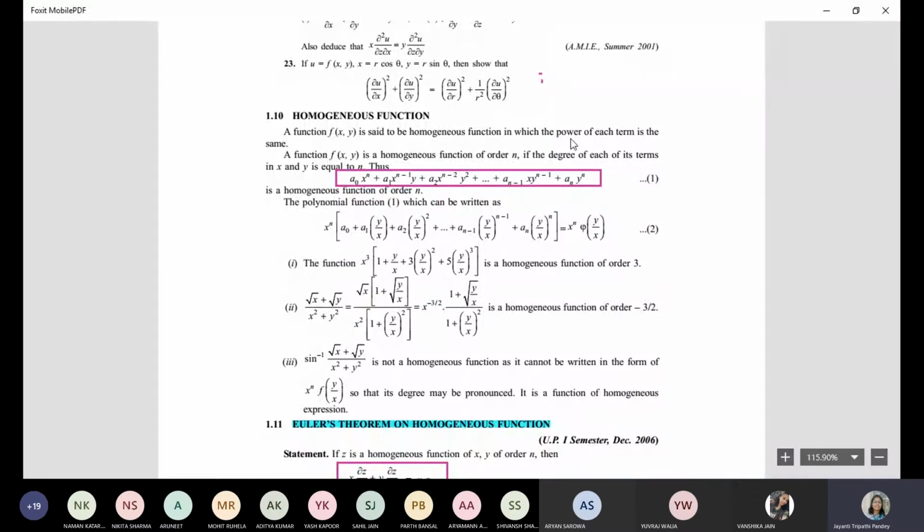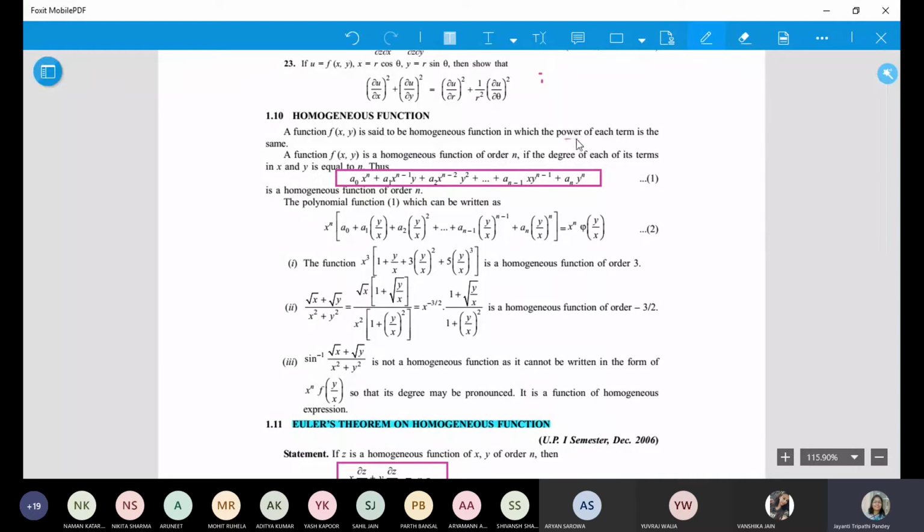When you say the power of each term is the same, what do you mean? You mean when you add up the powers of all the variables present in the function, that value should come as a constant for all the terms. Like when you have just one variable, see how it is written. x to the power n, x to the power n minus 1 into y. So the sum total is n minus 1 plus 1, that is n. Here the sum total is n minus 2 plus 2, that is n. Here the sum total is 1 plus n minus 1, that is n. And here again it is n.